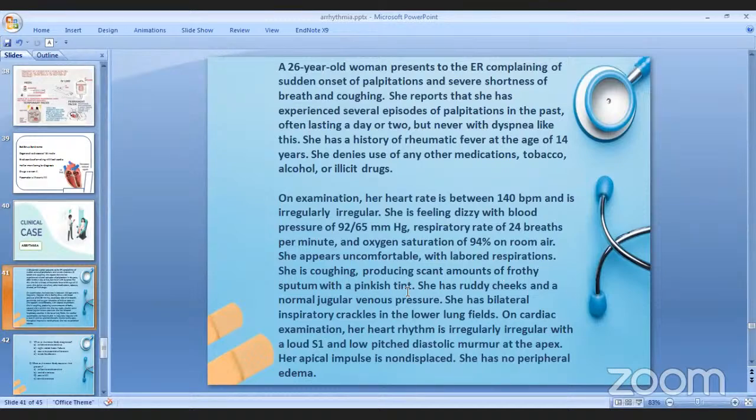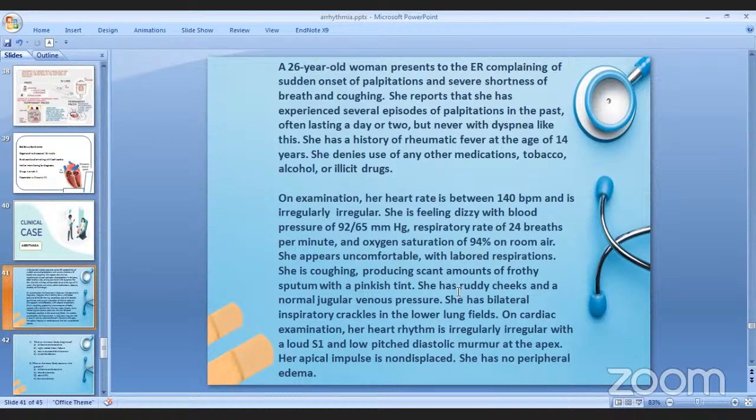Now just notice all these symptoms. What symptoms are there? Cough, scanty amounts of frothy sputum with a pinkish tint. Frothy sputum, blood-tinged sputum. You say left-sided heart failure. What symptoms are there? You know, right?